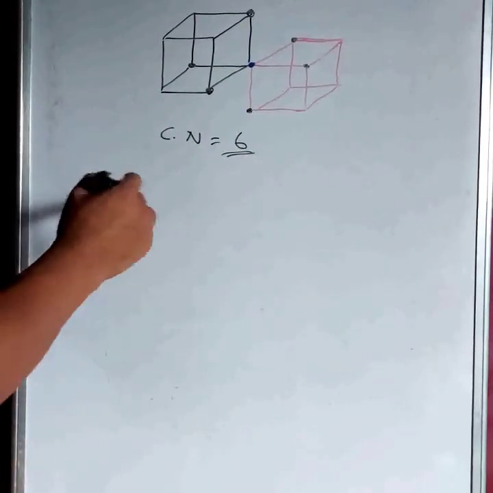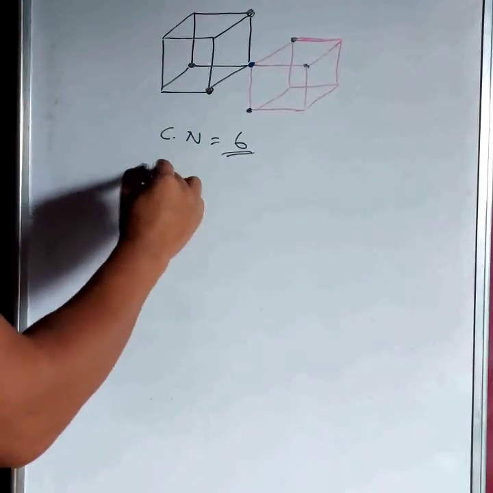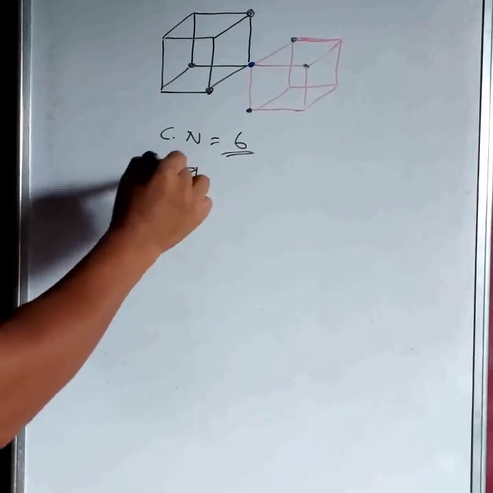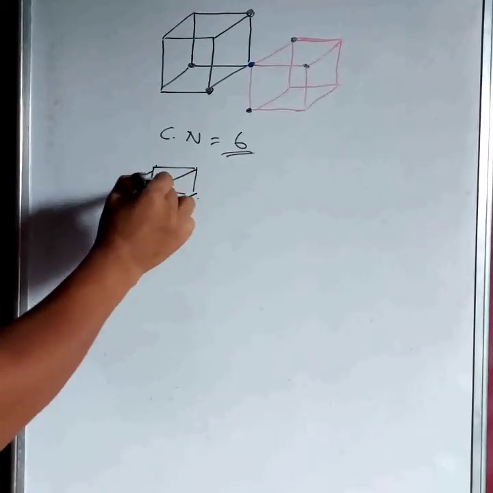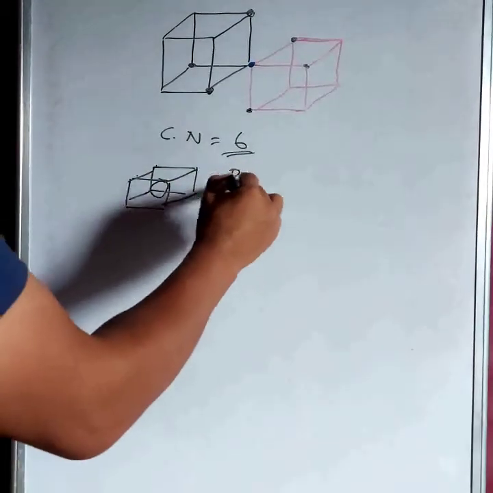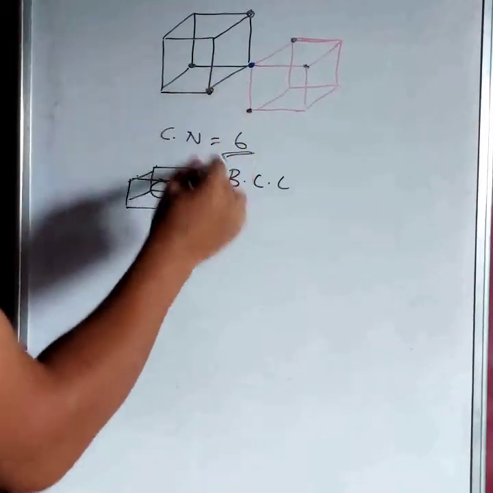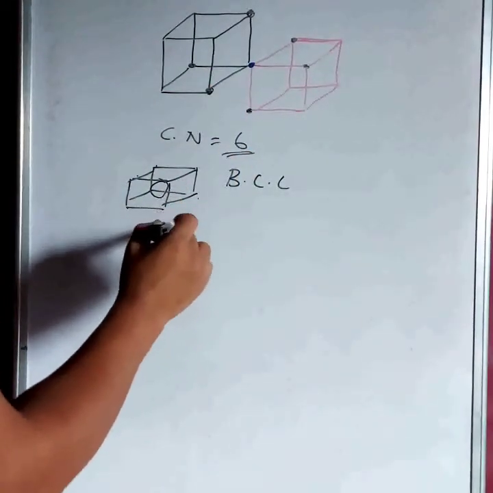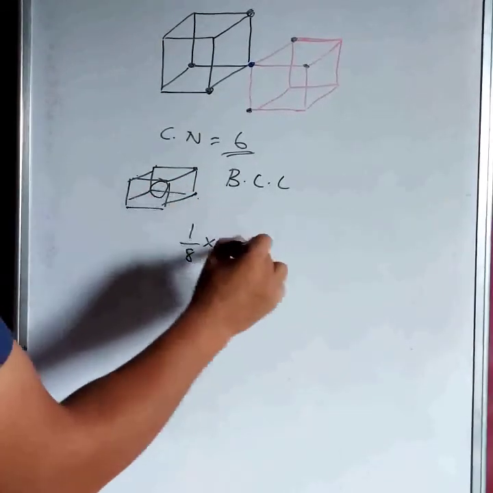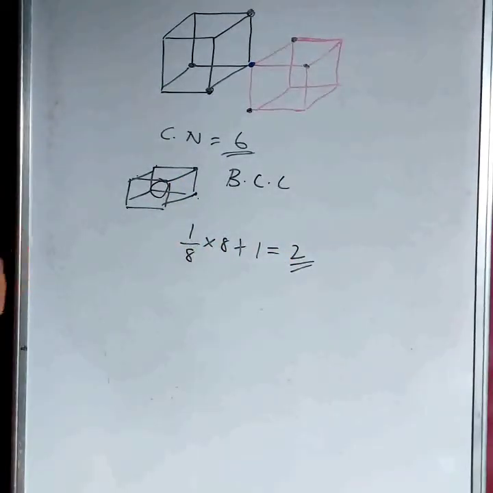Now when we talk about a body-centered cell, you imagine a cube, but we have 8 atoms on the edges, and one atom at the center. So it's called a body-centered cubic system. So the contribution per atom would be, from the edges, 1/8 into 8, plus there's one atom in the middle, so the contribution per atom is 2.